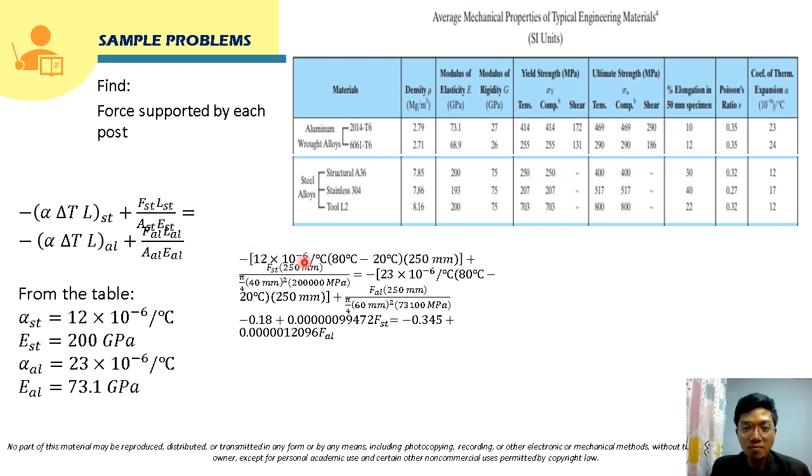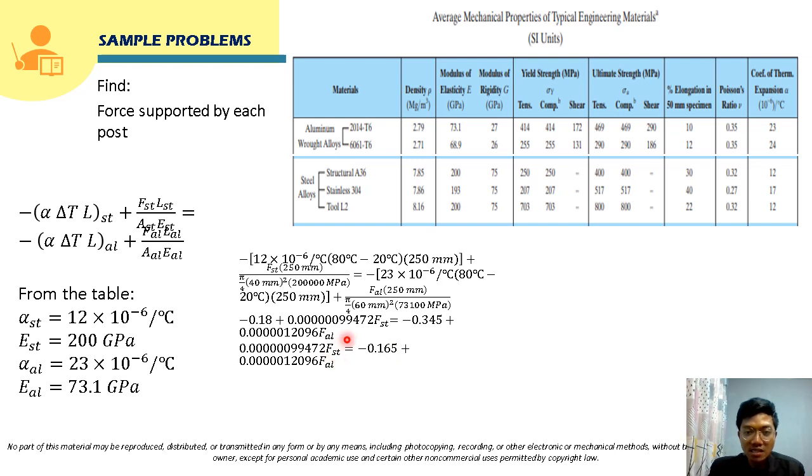For this term, if we compute this, it is negative 0.18. For this term, class, this is 0.00000009947 FST. For this, this is negative 0.345, and this is 0.000001296 FAL. From here, we can simplify this further. Now we can combine like terms, negative 0.18 and negative 0.345. So we can transpose this to the other side, so this will become negative 0.345 plus 0.18, which is equal to negative 0.165.